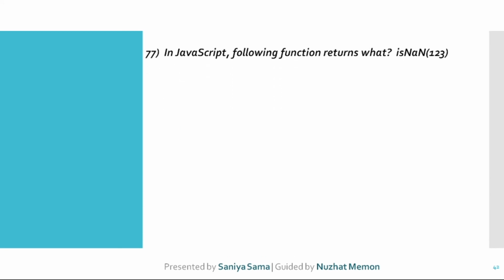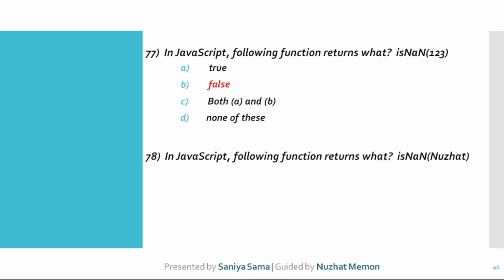77. In JavaScript, following function returns what? Is none 1, 2, 3. Option A true, option B false, option C both A and B, option D none of this. The answer is false. 78. In JavaScript, following function returns what? Is none Nuzhat. Option A true, option B false, option C both A and B, option D Nuzhat. The answer is true.